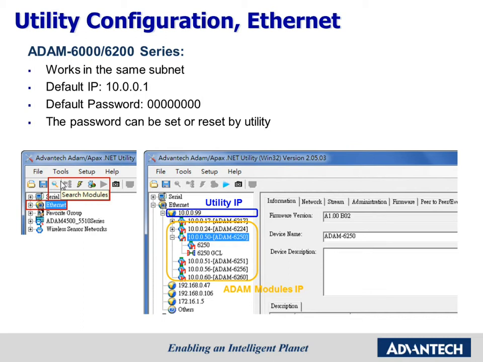Let's see how to configure Ethernet module. If user want to control ADEN 6000 or 6200 series by using utility, the module must work in the same network. For new ADEN module, the default IP is 10.0.0.1. User can start to configure ADEN module after setting their LAN card in the same network domain. As you can see, all modules in the same network domain were shown in 10.0.0.99 in this subnet.